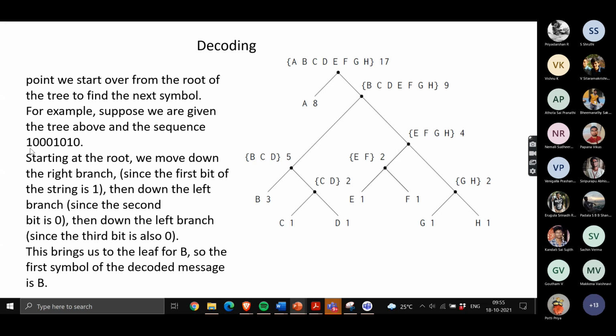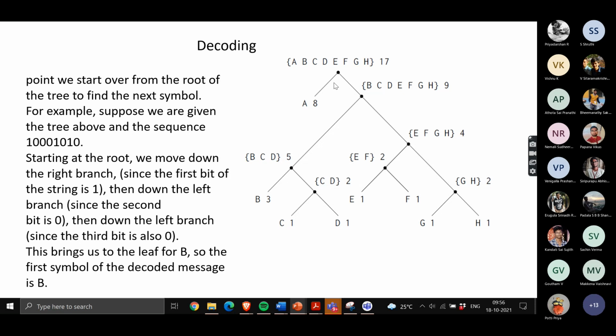You read the first bit, but before that you should be at the root node. What is the first bit? It is 1, so you move right, and then 0, you move left, and then another 0. You reach a leaf node. What is the leaf node symbol? Now you have reached the leaf node, isn't it?